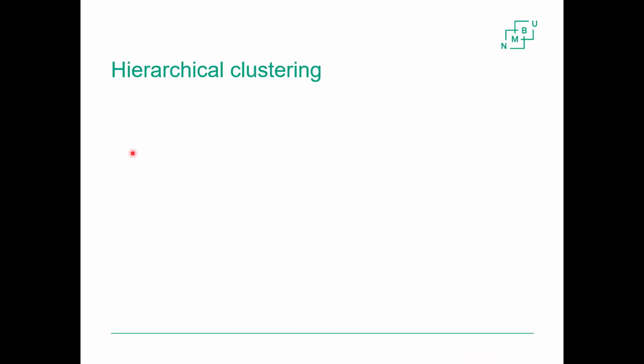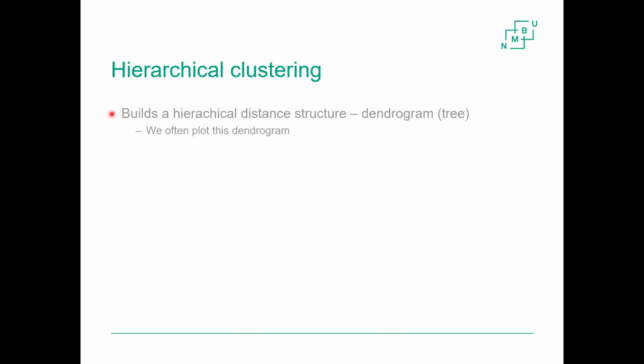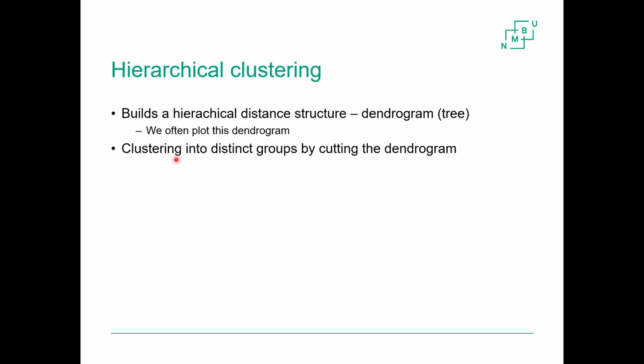So, the hierarchical clustering. We have computed some distances, and now we want to make groups of them. What is hierarchical clustering? It builds a hierarchical distance structure, what we call a dendrogram. It looks like a tree-like structure. We typically plot this dendrogram to have a look without actually grouping the data. The grouping we do by cutting this dendrogram, as we will see. So we cluster into distinct groups by cutting this dendrogram at some distance. But first we typically plot the whole dendrogram.